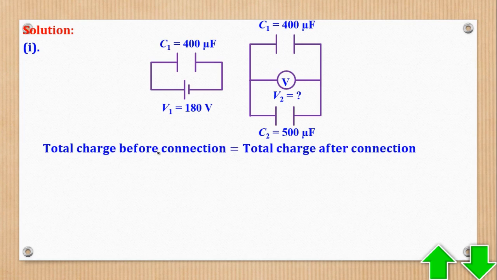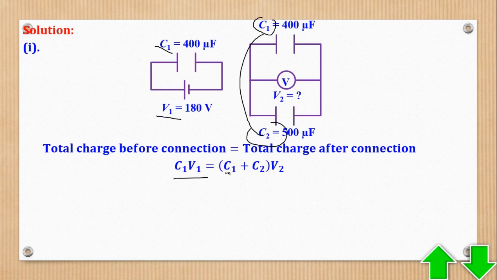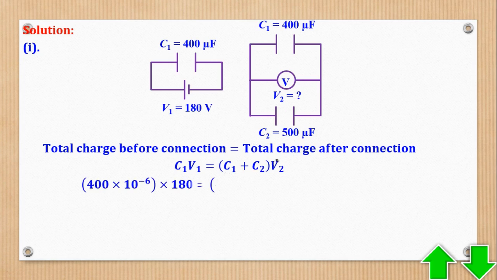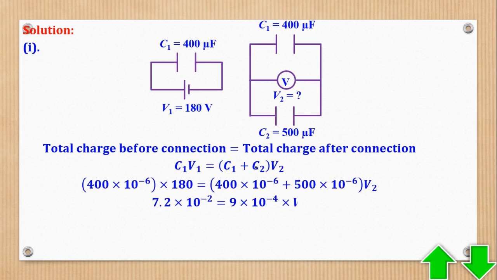I believe you already saw this in the previous video. So before connection it will be this times this, which is here. Then after connection you shall first combine these two capacitances in parallel, which is this. Then you multiply by the total PD, which is that. Next is to substitute and make V and simplify. Then you make V2 the subject. So that will be the PD.